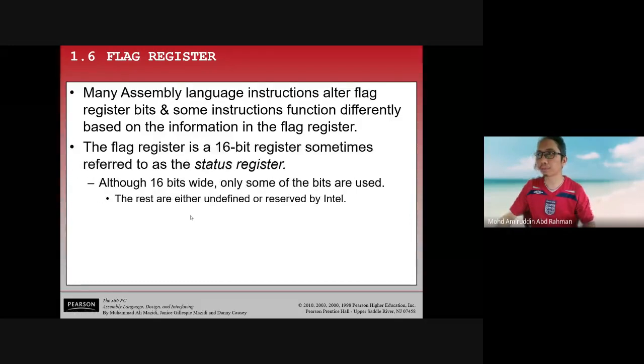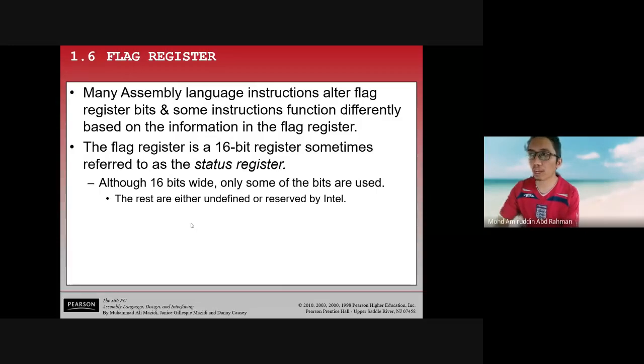Okay, so many assembly language instructions alter flag register bits, right? And some instructions function differently based on the information in the flag register. So what is the flag register? The flag is the status register. It is a 16-bit register. Although it is 16 bits wide, only some of the bits are used. The rest are either undefined or reserved by Intel. So it is mostly used in the Intel microprocessor.